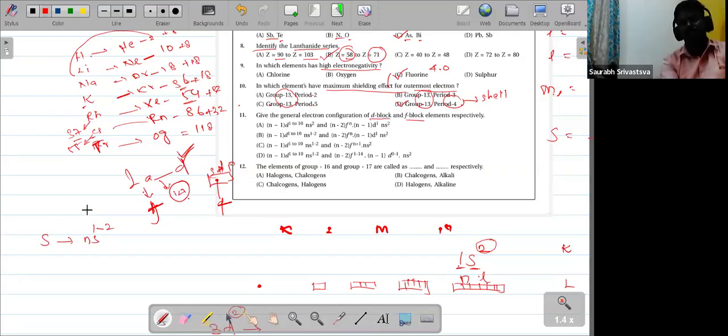That means the first group is ns1, the second group is ns2. That's why we are writing 1 to 2. For p-block elements, the general electronic configuration is ns2 np1 to 6. That means 6 groups are there. That's why I am writing 1 to 6.